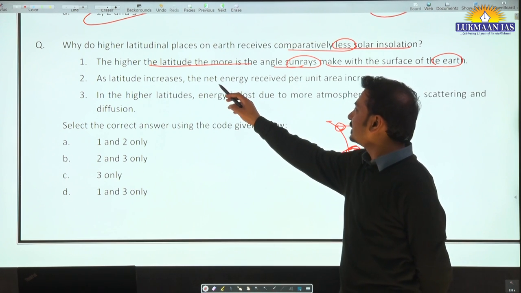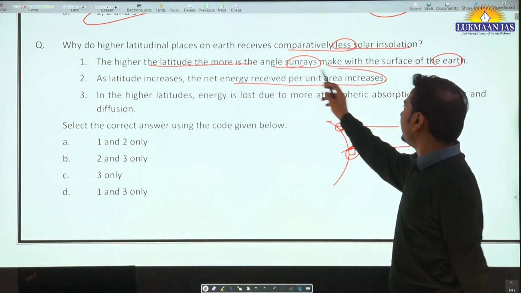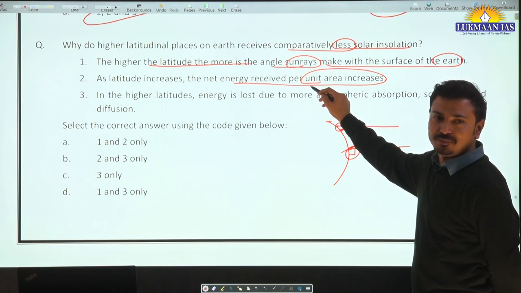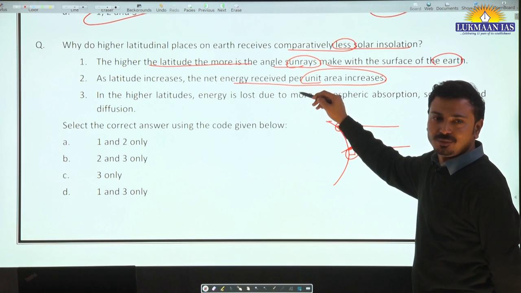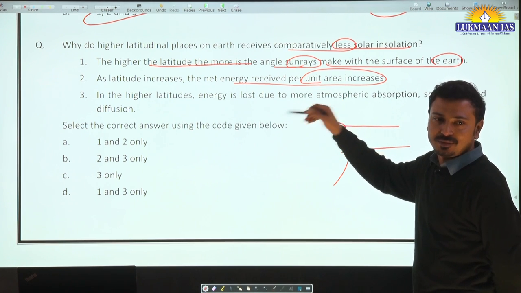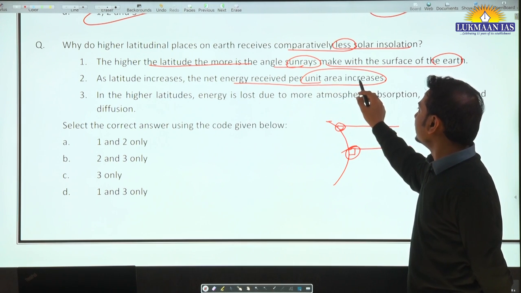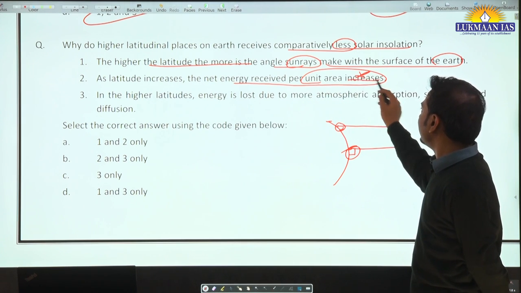एज लैटिट्यूड इंक्रीजेस, नेट एनर्जी रिसीव्ड पर यूनिट एरिया इंक्रीजेस. वी सेड दैट इट डिक्रीजेस. नो, डू यू रिमेंबर द स्टेटमेंट? पर यूनिट एरिया, पर स्क्वायर किलोमीटर, पर स्क्वायर मीटर रिड्यूसेस, इंक्रीजेस नहीं है, ये गलत है.